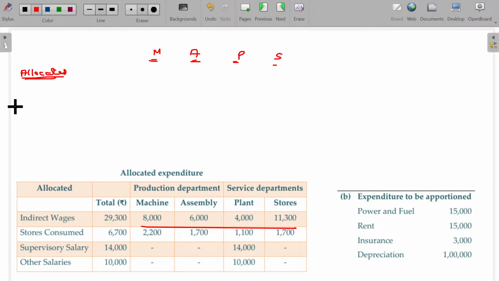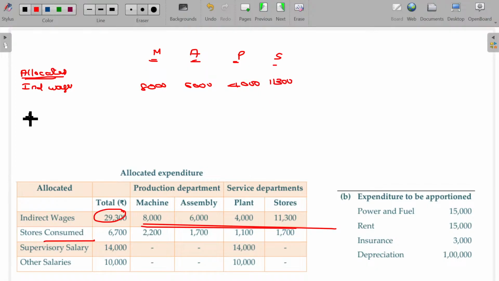In case of allocated expenses, you need not distribute further. The whole amount of the department identified is directly transferable. So indirect wages, 29,300. These are already known for the departments given here. So I'll directly consider here 8,000, 6,000, 4,000, 11,300. Stores consumed: 2,200, 1,700, 1,100, 1,700.